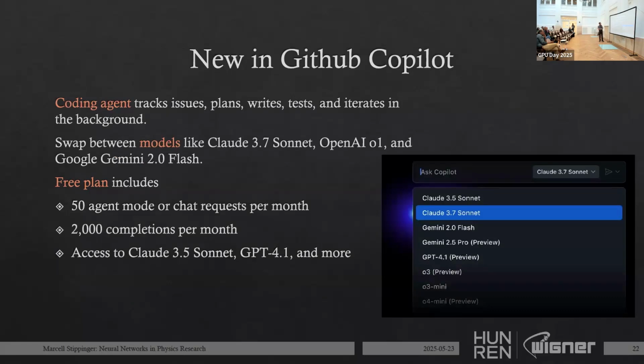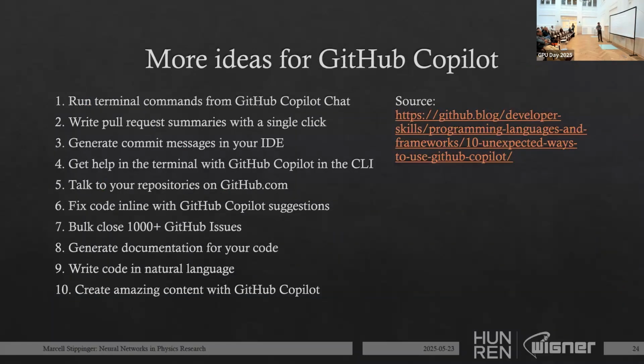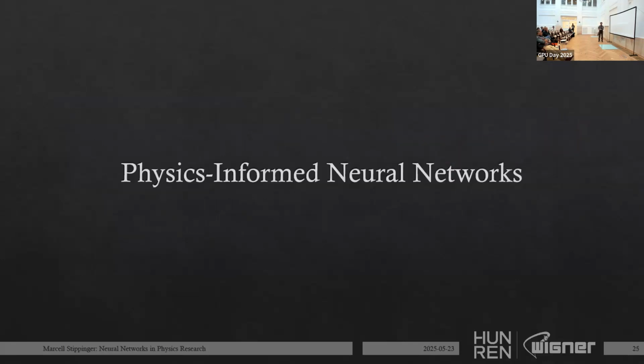Okay, there are some novelties in GitHub Copilot I've spoken about, new features you can try out. It can work as agents for tracking issues, making plans, writing text, or documentation. It can iterate those tasks in the background. So while you are doing other stuff, it can work in the background for you. In the same way, you can turn off using your code for training the models for GitHub as well. Here I have some ideas. You can check the slides later for what to do with GitHub Copilot.